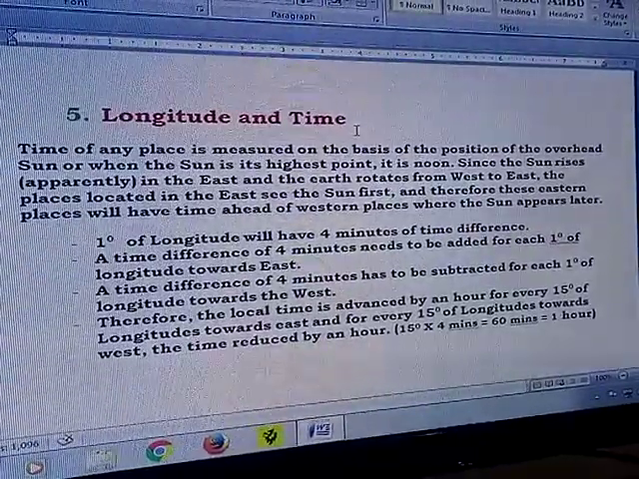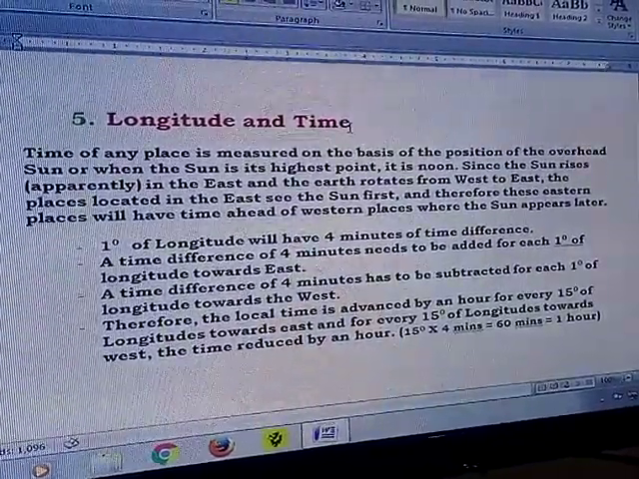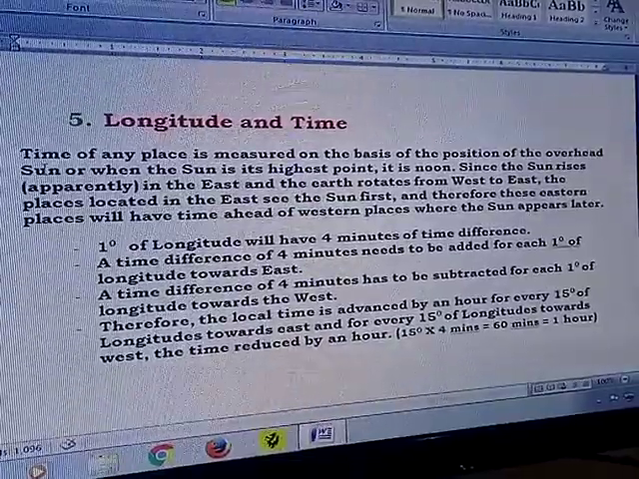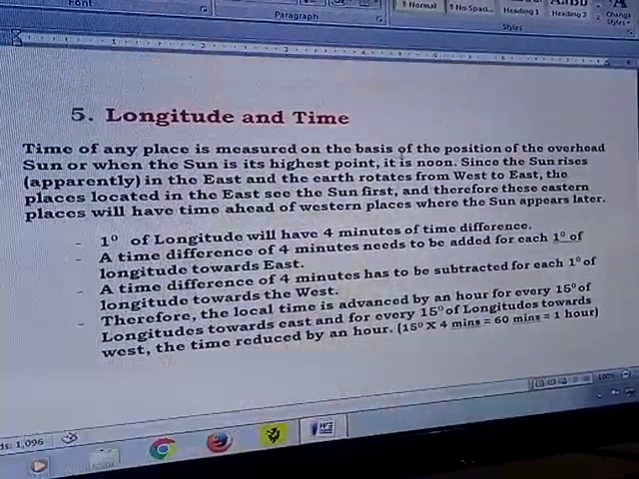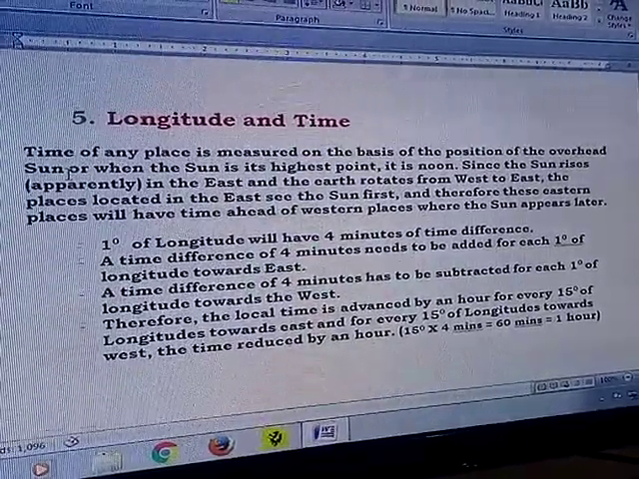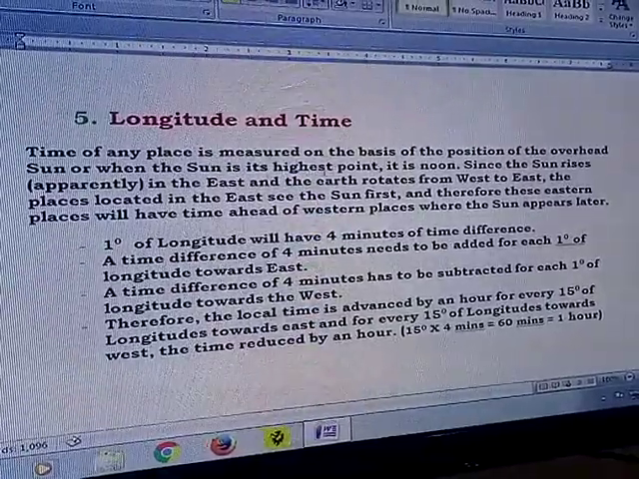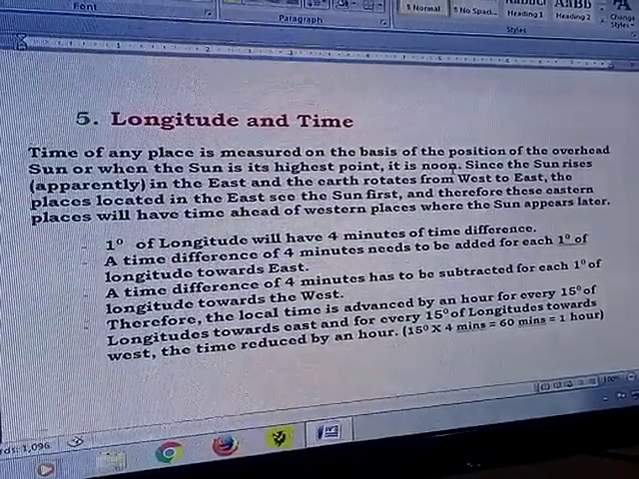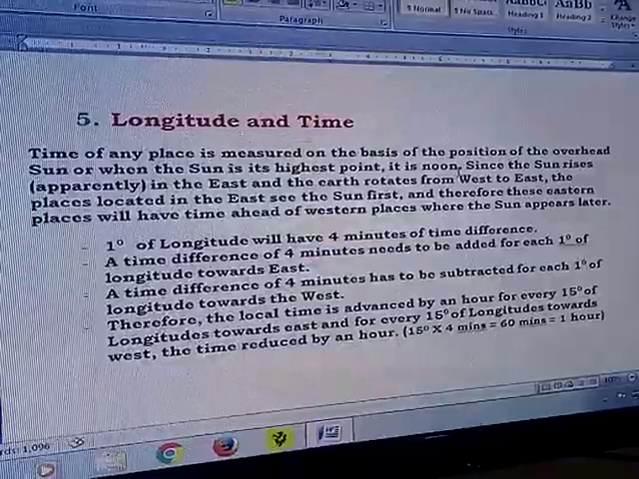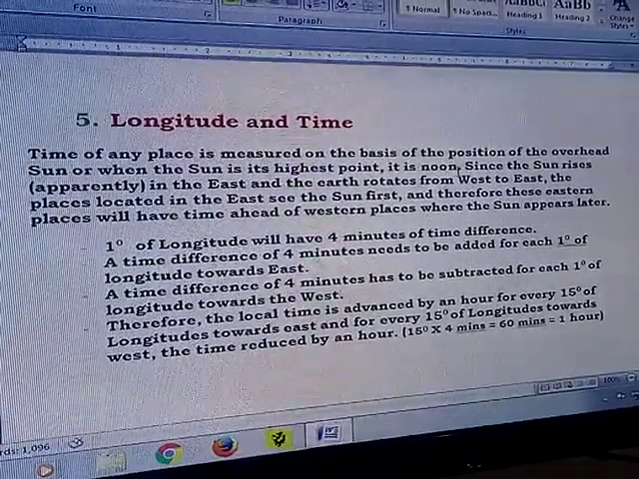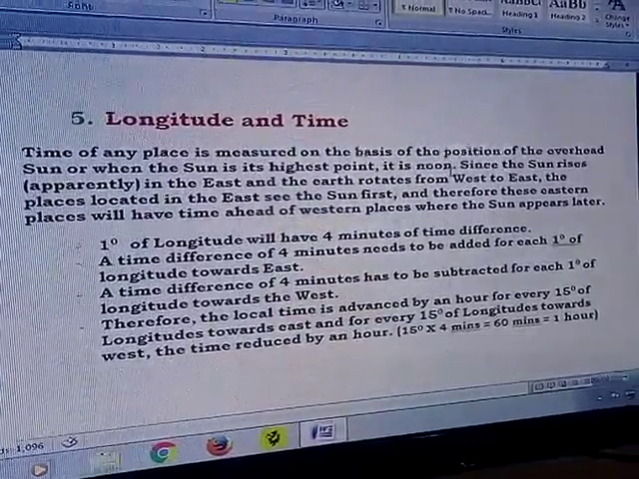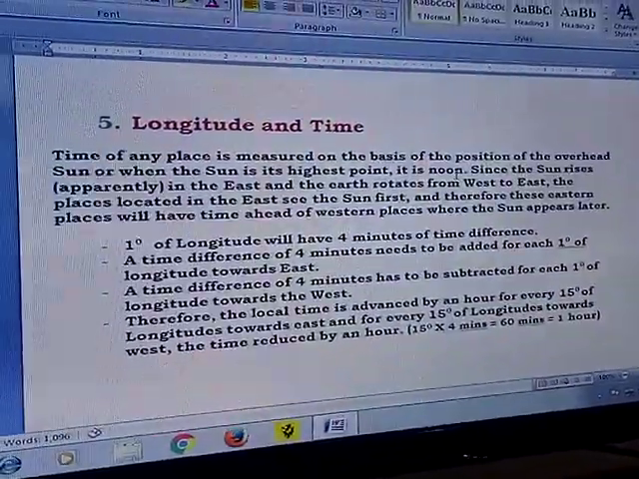Longitude and time are very much related. Time of any place is measured on the basis of the position of the overhead sun, or when the sun is at its highest point. It is called noon or 12 p.m. In fact, we don't say 12 a.m. or p.m. for noon. After 12, we know the p.m. starts.